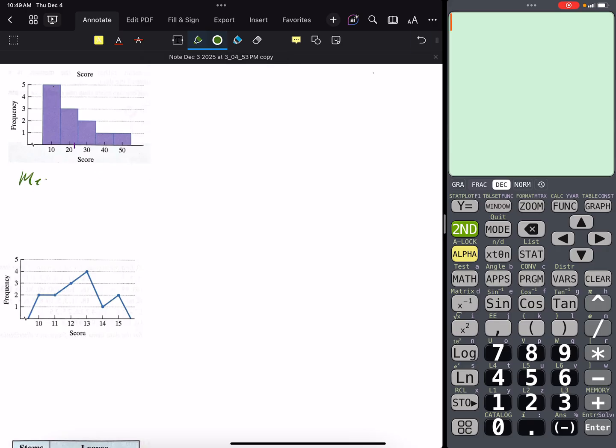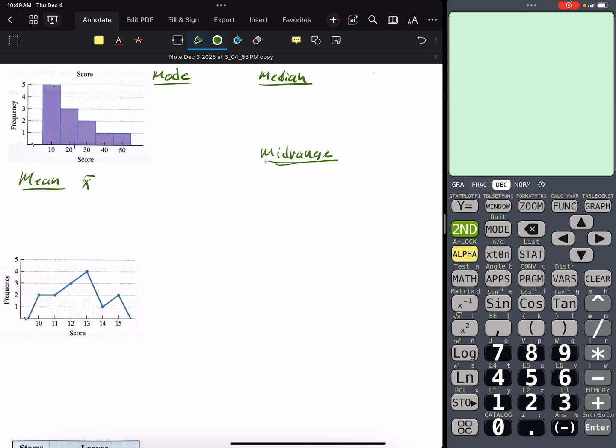We'll be working with the mean, which is x bar, right? We'll be looking at the mode, which is the most often occurring value. We'll be looking at the median, which is the central value. And then we'll also be looking at the mid-range, which is basically the average of the largest and smallest values in our data sets.